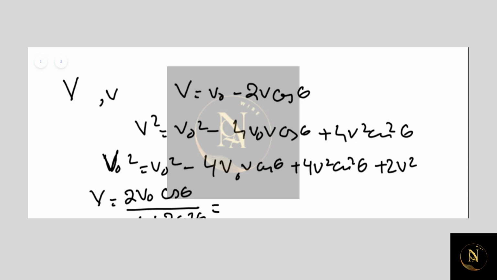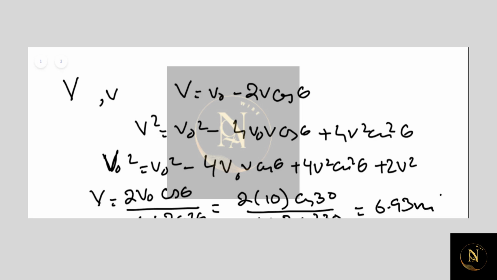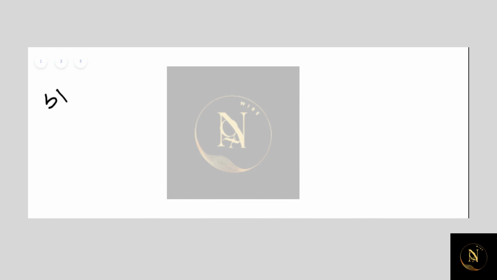We'll substitute the values and solve for v. 2 times 10 cos 30 divided by 1 plus 2 cos square 30. This gives us 6.93 meters per second. This is the final speed of ball 2 as labeled in the given figure, which is 6.93 meters per second.